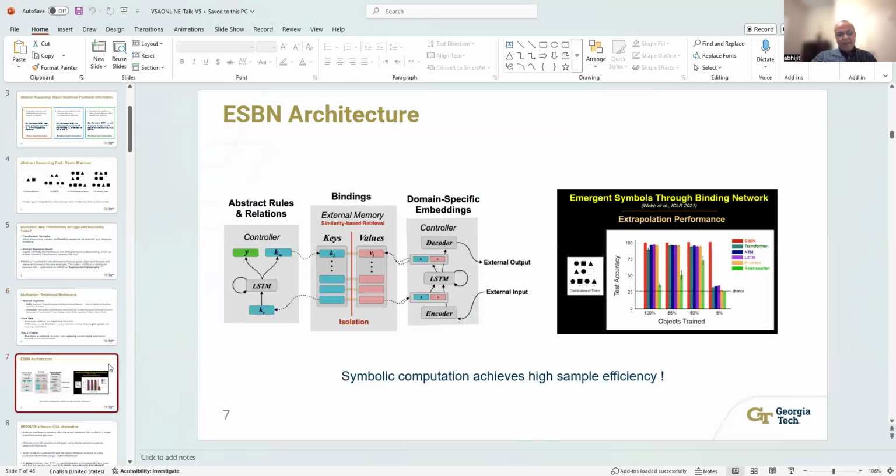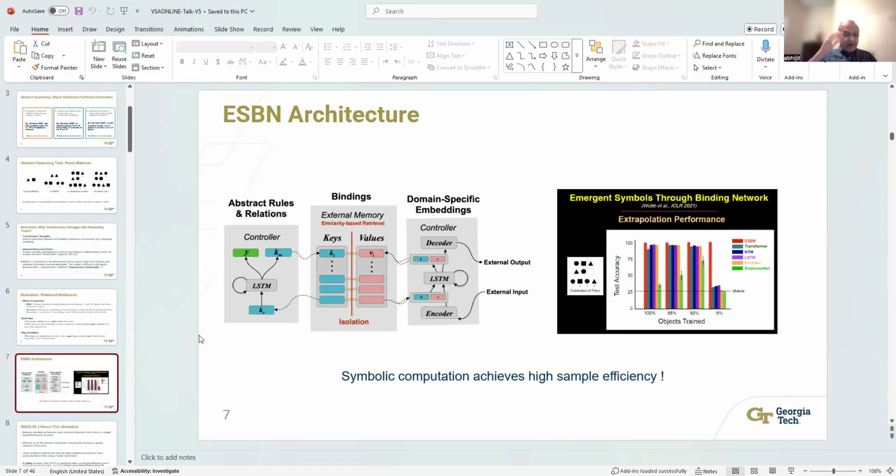Next slide. So I won't get into the details of the ESBN architecture, but just to give you an idea of how this works, basically, as I said, in a transformer, the query, key, and value vectors are linear transformations of the object level encodings.